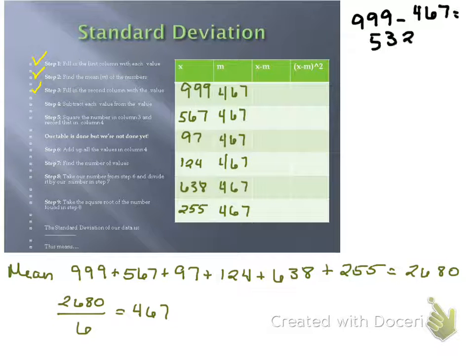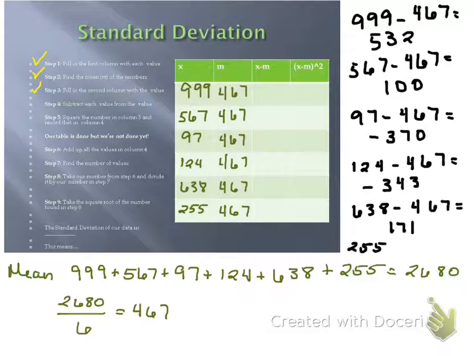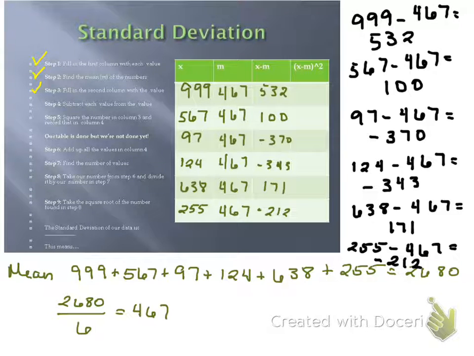Next, we have to subtract the mean from the x value. So the first one we get 999 minus 467, which is 532. The next one, 567 minus 467 is 100. The next 97 minus 467 is negative 370. It's okay to get a negative. It'll work itself out later on. And you keep that up for the last ones, and you get each of those values. Next, we have to put them into the table.